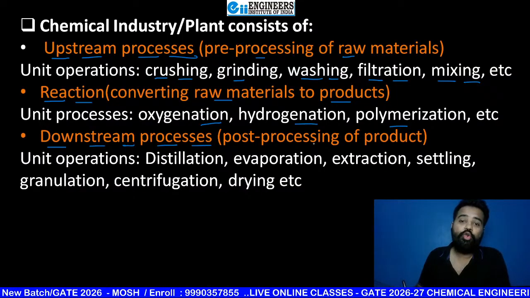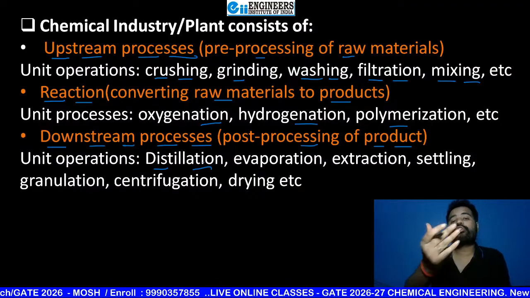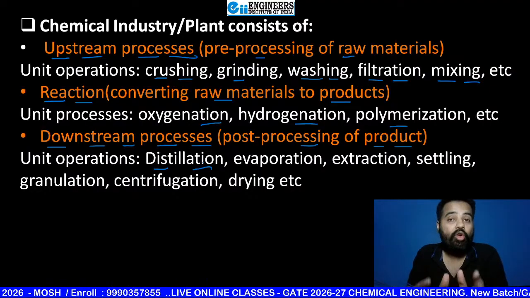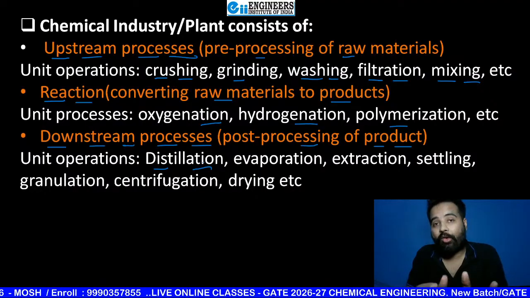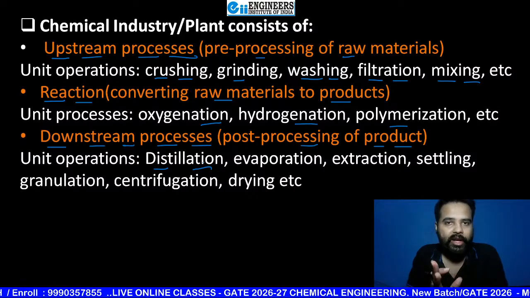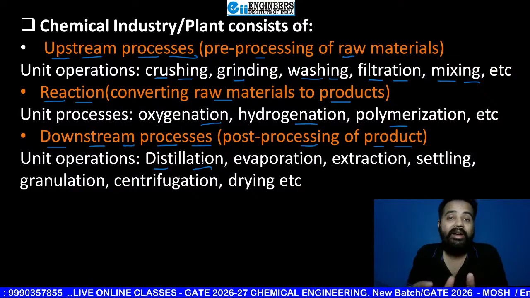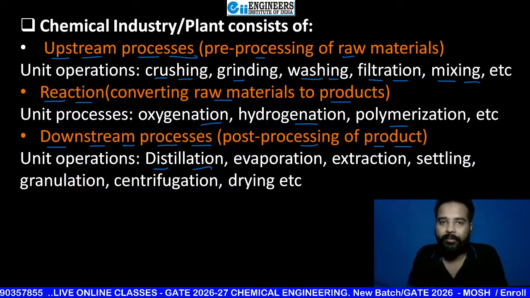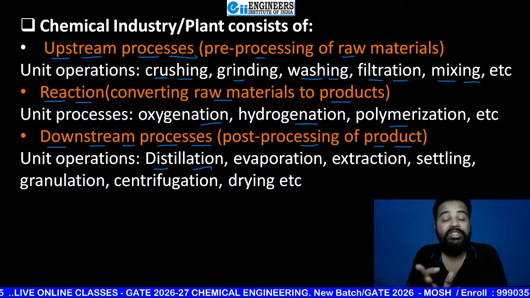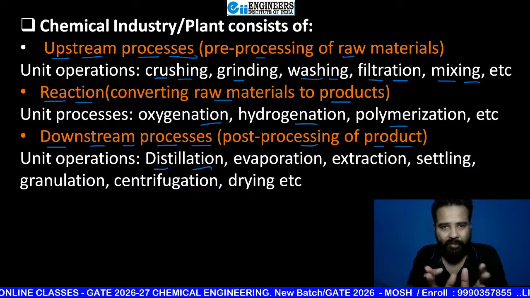Then downstream, that is post processing of product, like distillation. Suppose you manufacture a product, but still that is not in pure form, like in the alcohol industry. When you make alcohol, then lots of impurities are also there, like higher molecular weight alcohols, amyl alcohol, aldehydes, water. So now you are going to feed that mixture into distillation columns. Distillation columns are used to separate liquid from liquid based on difference in their boiling point generally, or you can say based on difference in their vapor pressure.